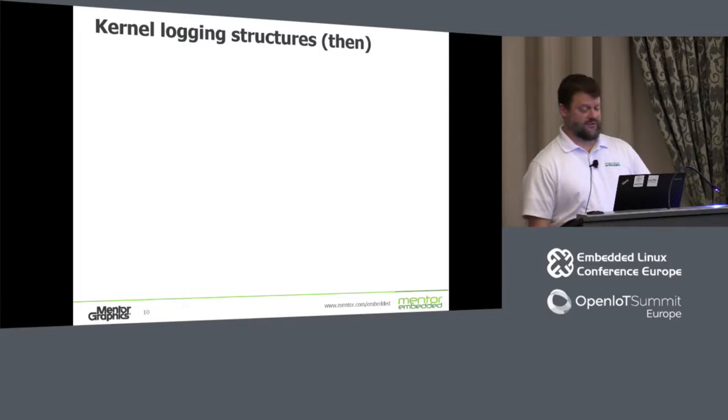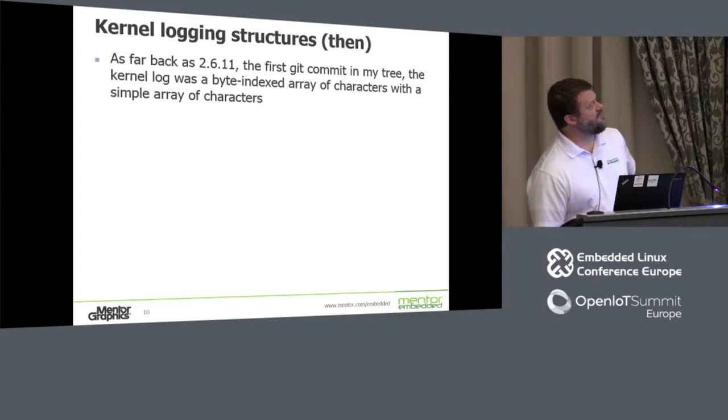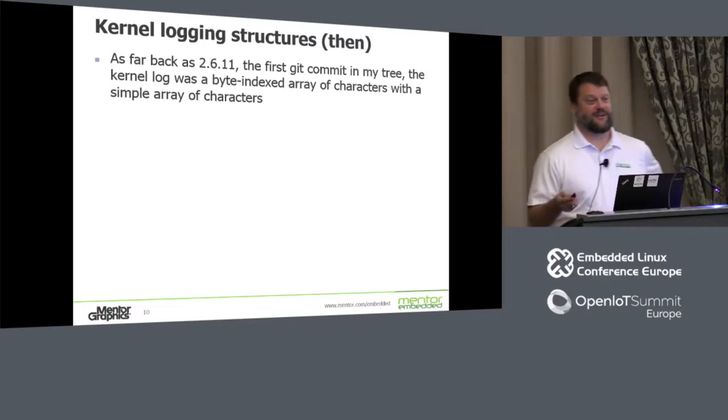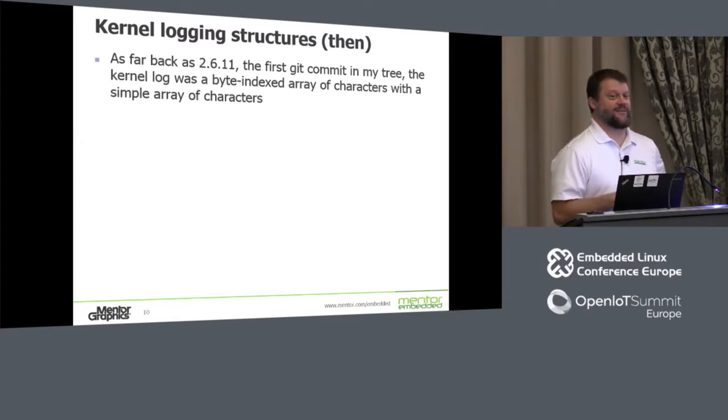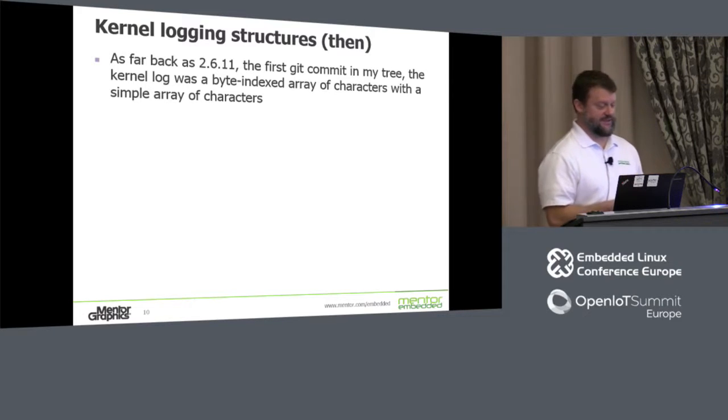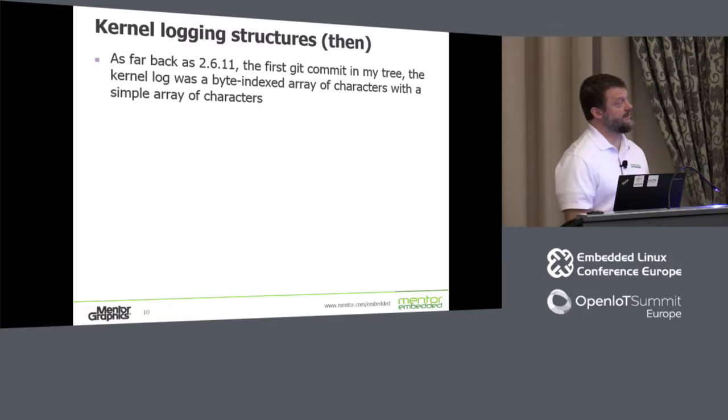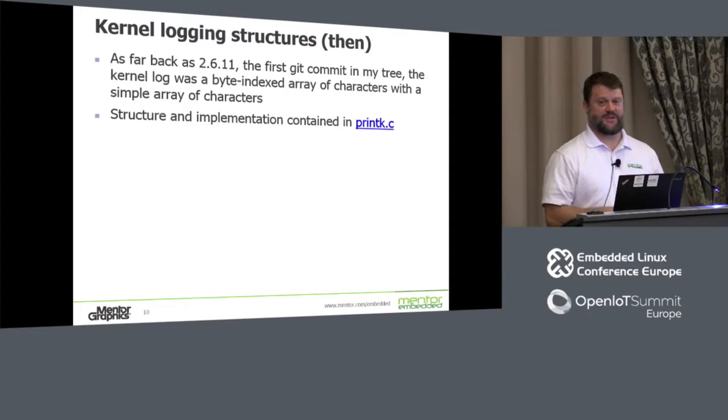So this is sort of the historical section. This is important. I did go and spend a little bit more time than I did in Dublin to figure out exactly how far back the original kernel structure that changed was. And I went back to my oldest, the first Git commit in my tree. I think it was either Linus or Greg KH did an import of 2.6.11. And it had the same byte index array. So it's a very simple structure. It's basically a simple array of characters, and then it's got a couple of indexes into it. One of them for start, one of them for stop, and one of them for console.